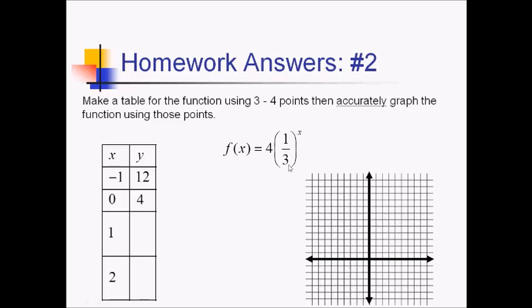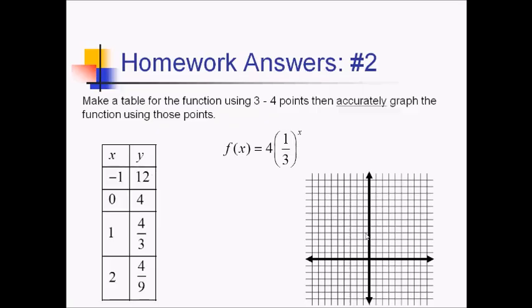And since we have this 1/3, we're basically multiplying by 1/3 each step we take to the right. So 4 times 1/3 is going to be 4/3. 4/3 times another third is going to be 4/9. And then we have to graph these out.